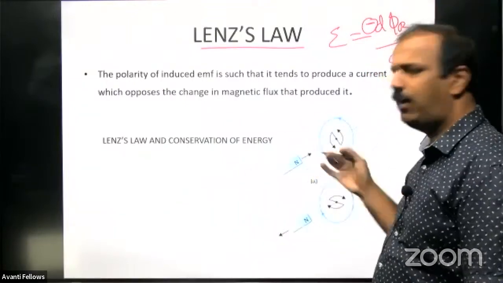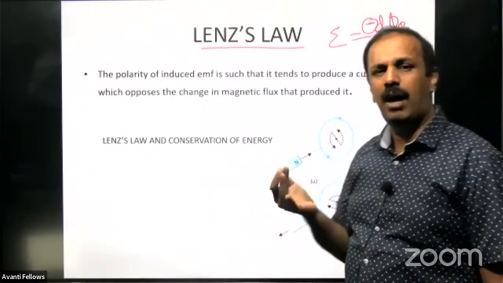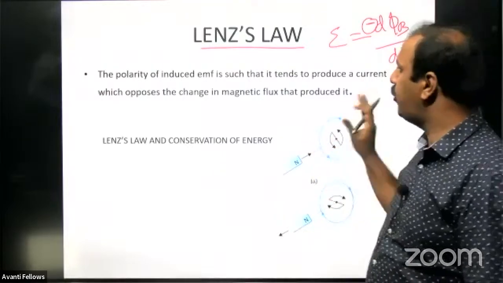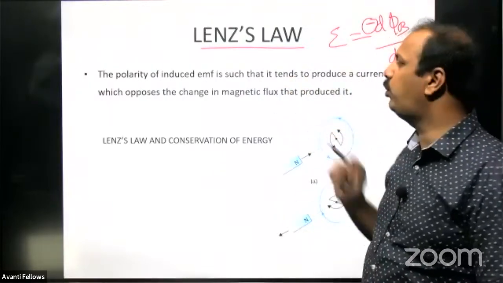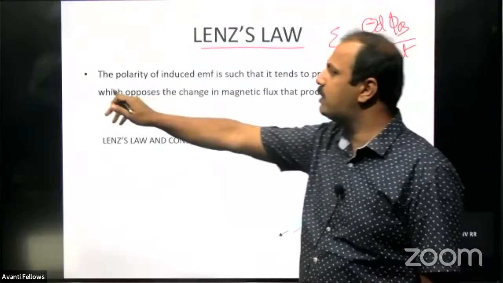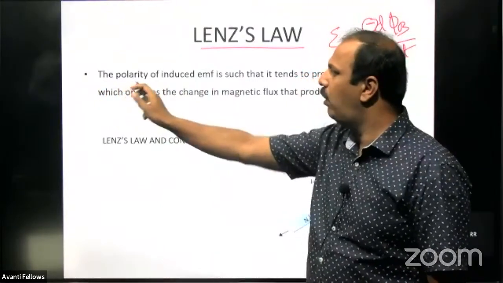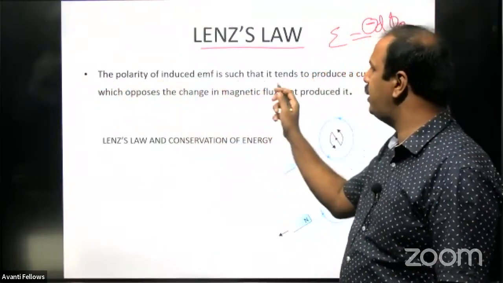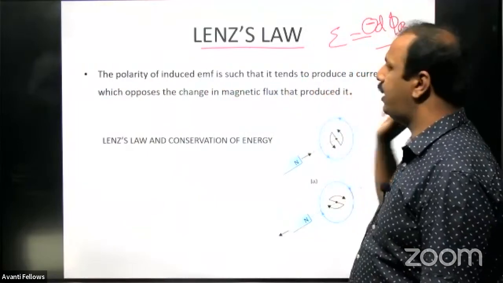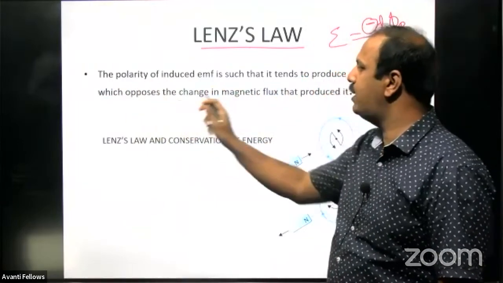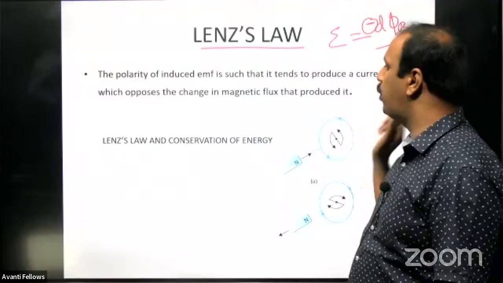So you should know what Lenz's law is and how we can apply it. After this one, we have 1 or 2 examples of how we can apply Lenz's law. So you should be careful about Lenz's law first, and after that, how to apply. So you see here what Lenz's law says. The polarity of the induced EMF is such that it tends to produce a current which opposes the change in the magnetic flux that produced it.